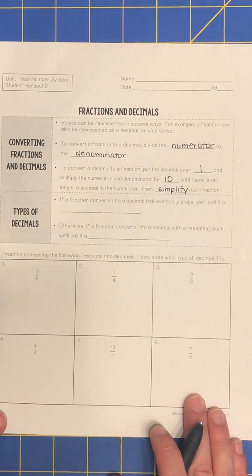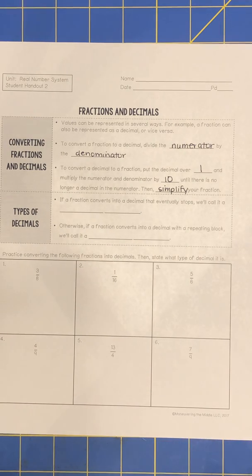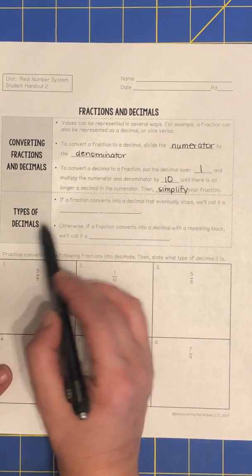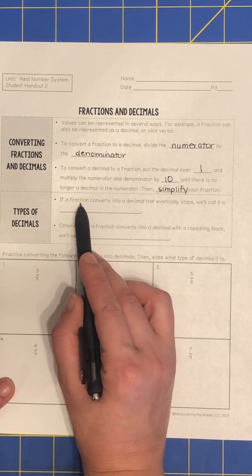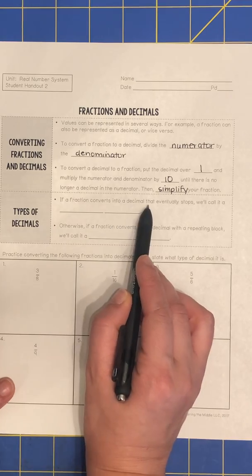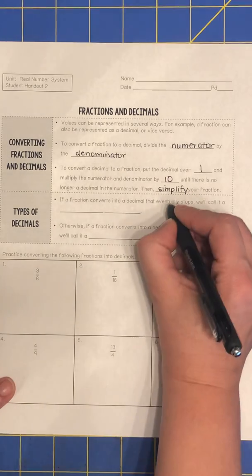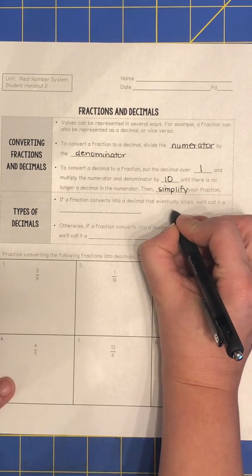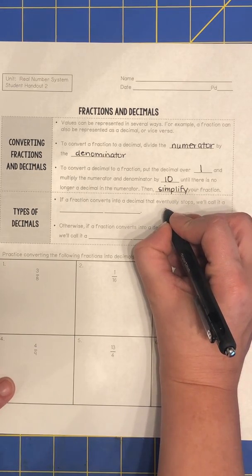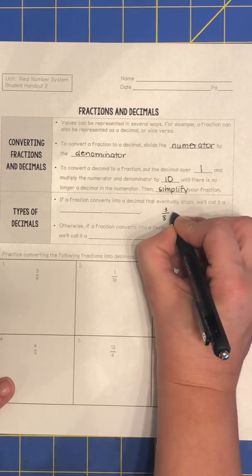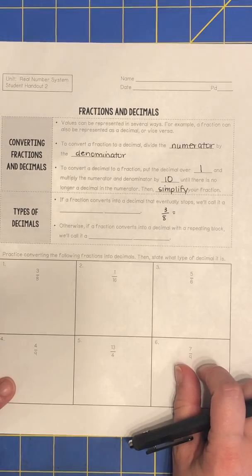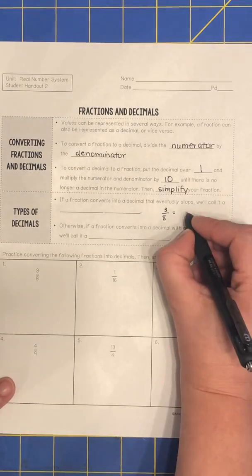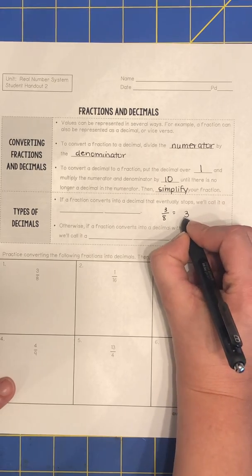All right, so there's two types of decimals, and again, this is going to be important when we get to algebra and we're talking about whether a number is rational or irrational. So two types of decimals here. If a fraction converts into a decimal that eventually stops, so let's say we have a fraction that is 3/8. We're going to do this in just a minute down here. 3/8 is the same as saying 3 divided by 8.